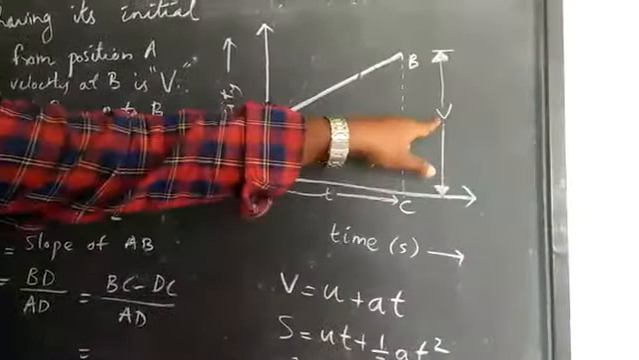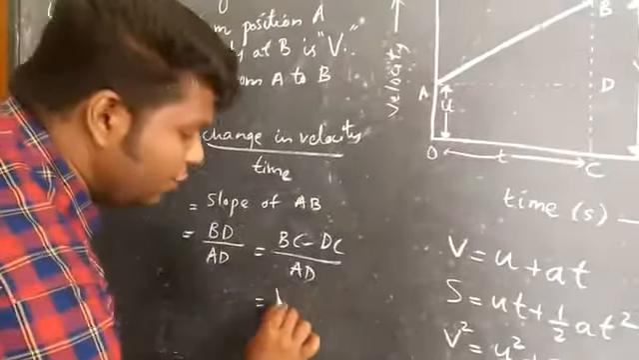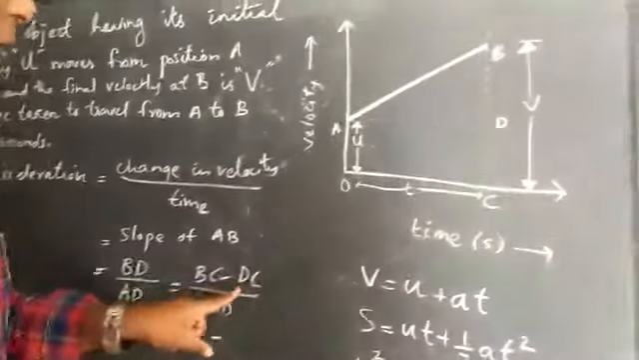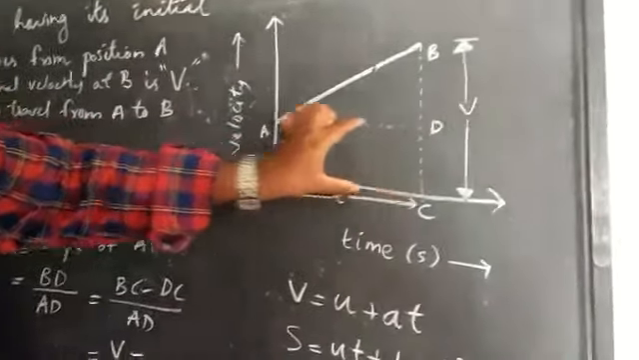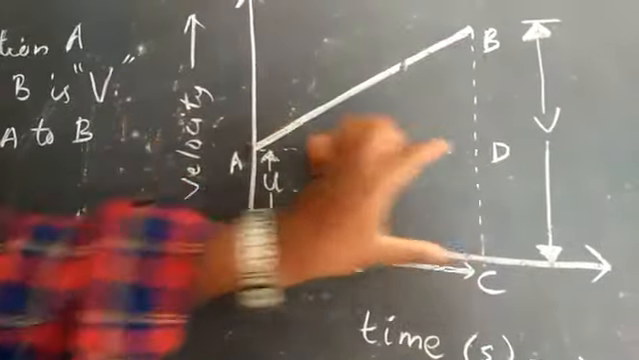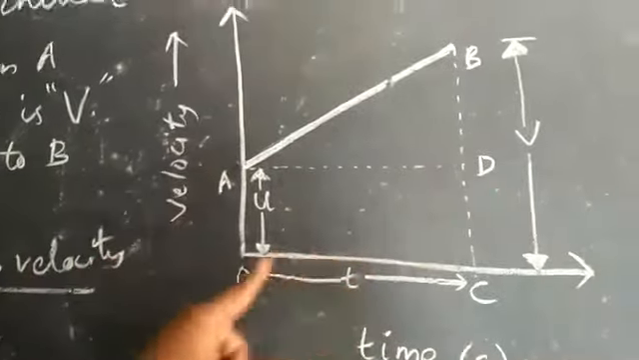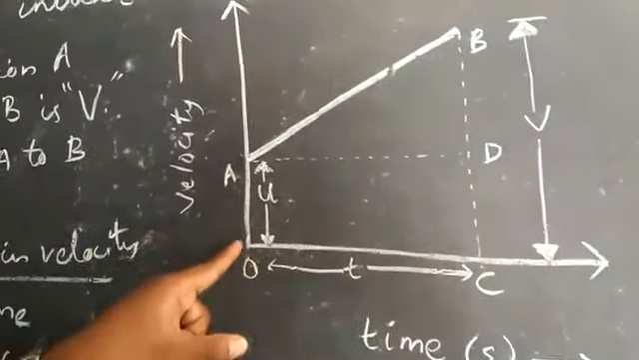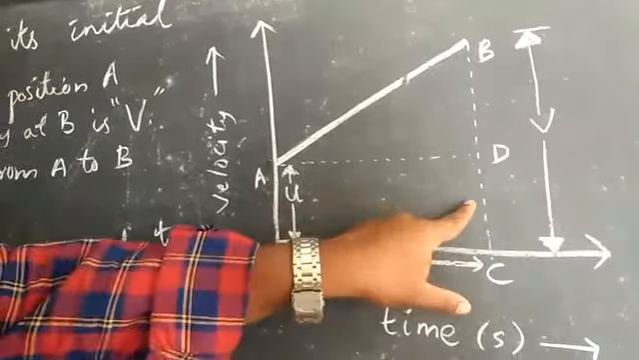What is BC? BC is the final velocity, v. So in place of BC we can write v, minus DC. Nothing is given for DC, but see, these two are equal because they are opposite sides of a rectangle. You can see here OADC is a rectangle. So whatever DC is, OA will be the same. We already know OA is u, so if OA is u, this will also be u.